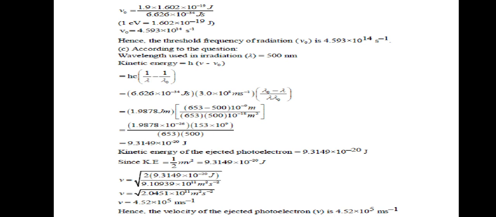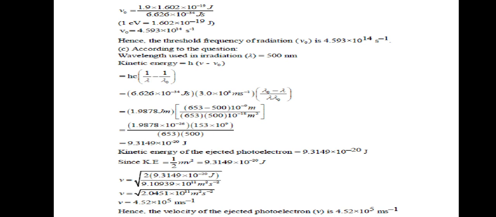So it becomes, on calculation, 9.3149 into 10 power of minus 20 joules. Kinetic energy of the ejected photon is 9.3149 into 10 power of minus 20 joules. Since K equals to half mv square equal to this much, so we can calculate v from this.